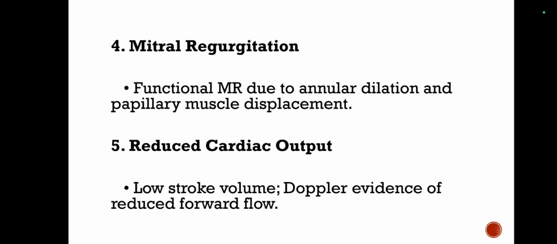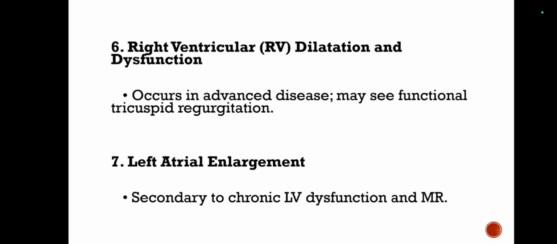The fifth one is the reduced cardiac output. There is a low stroke volume and Doppler evidence of reduced forward flow. The sixth one is the right ventricular dilation and dysfunction. It occurs in advanced disease, and you may see functional tricuspid regurgitation. Then the seventh one is the left atrial enlargement, secondary to chronic LV dysfunction and MR.